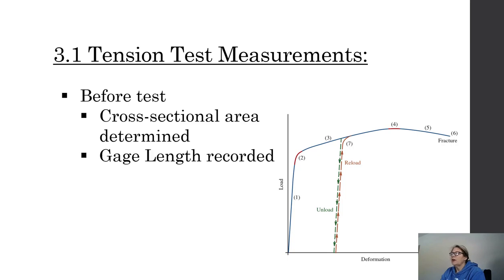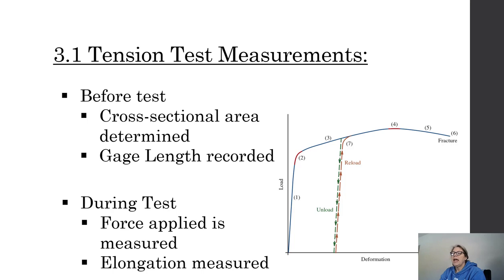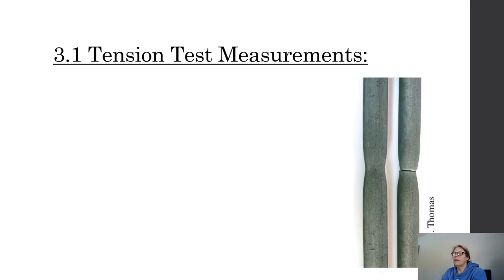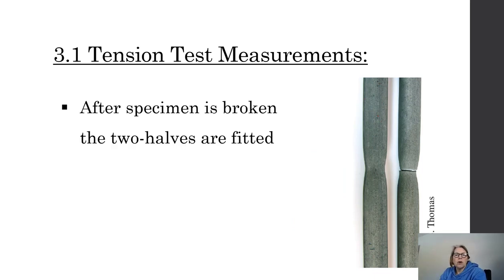Before the test, we're going to note the cross-sectional properties. The gauge length is going to be recorded, and the area is going to be recorded. During the test, we record the amount of load, the amount of force, the tension being put into that system. We measure the elongation with the extensometer, and we have lots of information. At the end, we load that until the material fails.